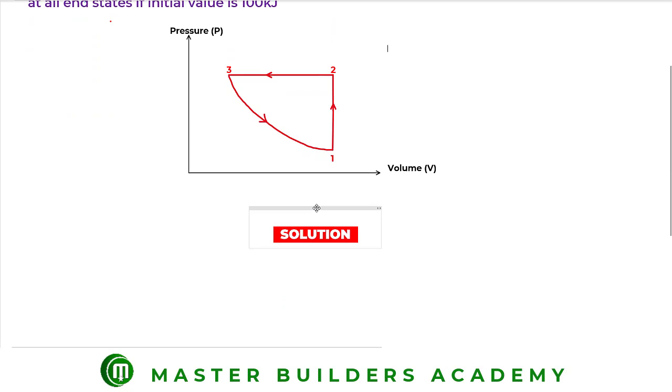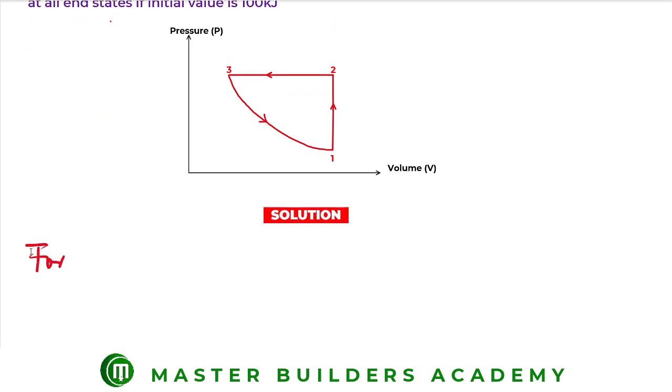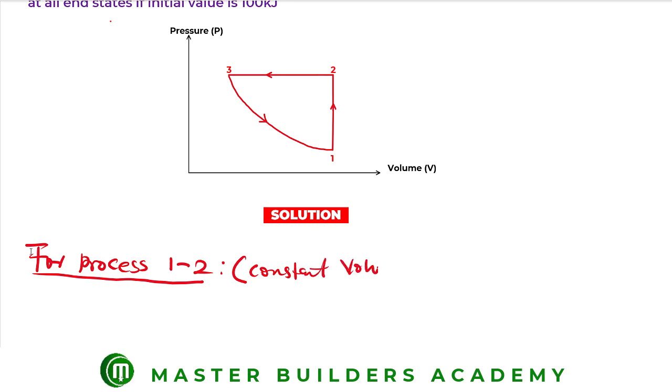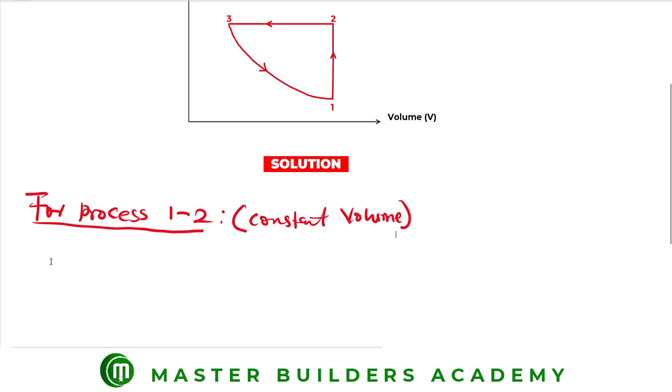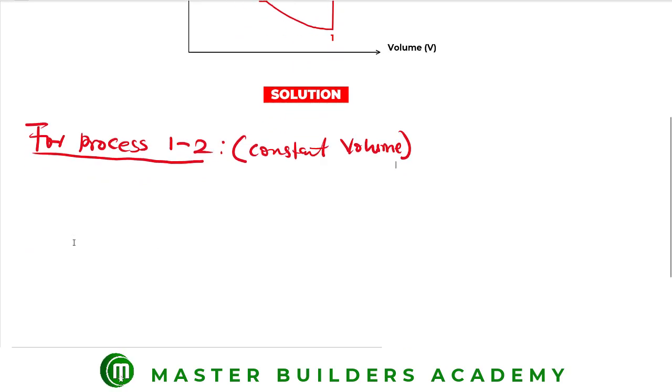All right, so we have our solution for process 1 to 2. This is the process. Now, what's the condition for this? Constant volume. Are you there? Constant volume. This is what we have. Now, under constant volume, let's list out the given parameters over there.